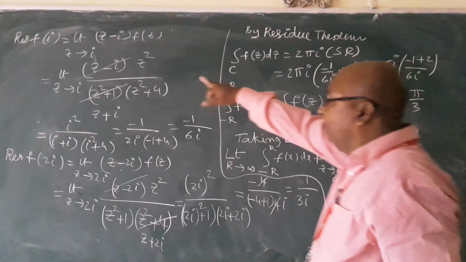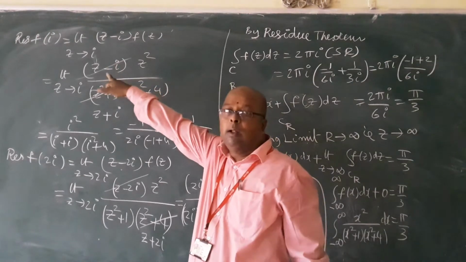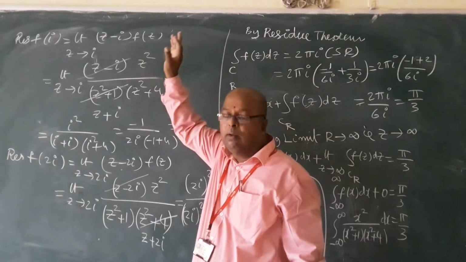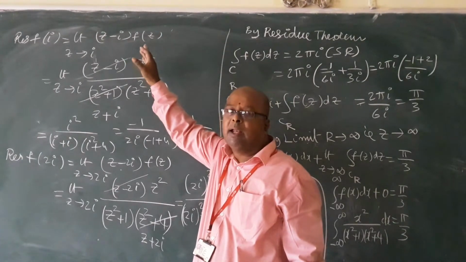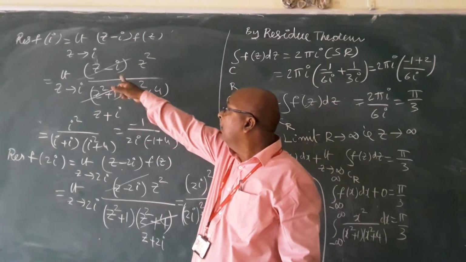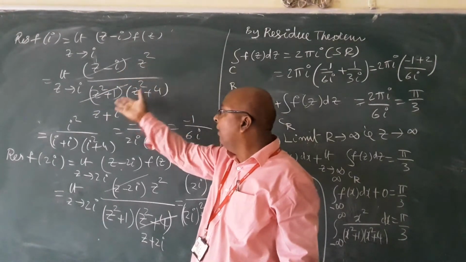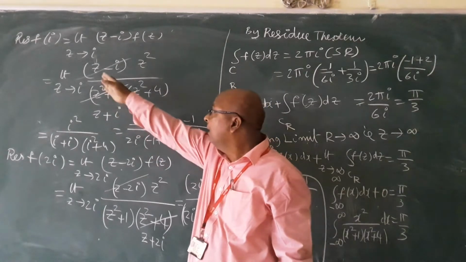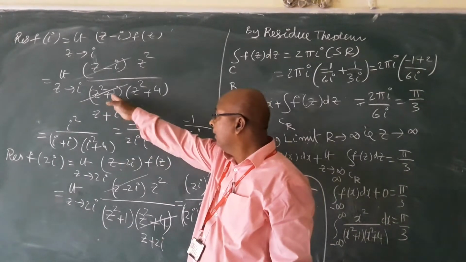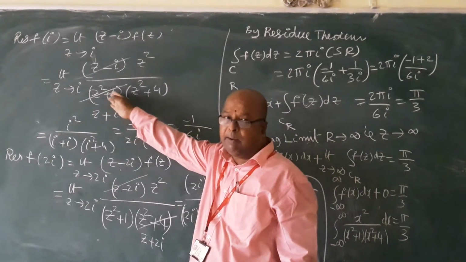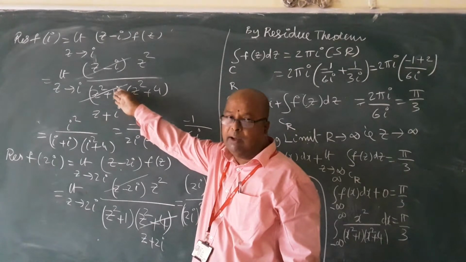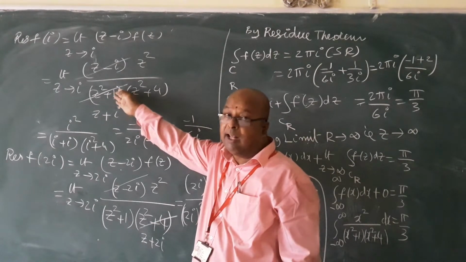So, residue f of i is equal to limit z tends to i, (z minus i) times f of z. Known formula: limit z tends to a, (z minus a) f of z. So limit z tends to i, (z minus i) into z square by (z square plus 1) into (z square plus 4). Here, z square plus 1 can be written as (z minus i) into (z plus i), like (a plus ib) into (a minus ib), which is nothing but a square plus b square.